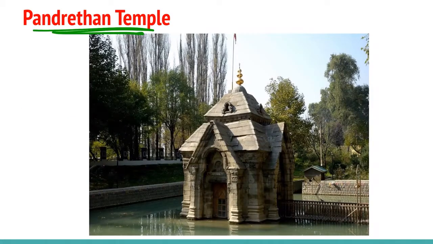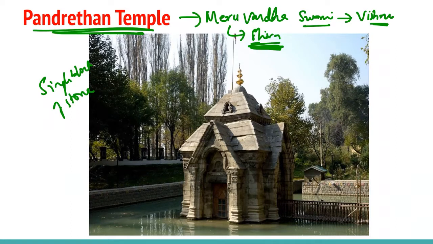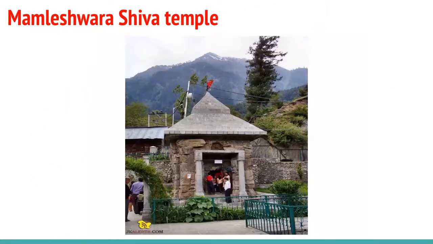Pandrethan Temple. Pandrethan Temple is also called Meru Vardhanaswami, and it is dedicated to Vishnu. But Shiva images are also there in the Pandrethan Temple. It was carved out of a single block of stone, and it has exquisite carvings on its walls. It was made in the early 10th century AD, and it is located in Srinagar. It has a domed roof and arches.